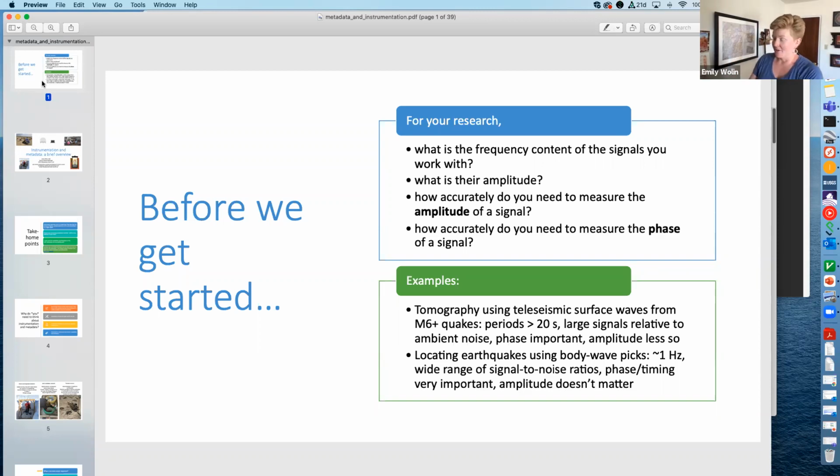You might be locating earthquakes using body waves in kind of the 1 Hertz range for teleseisms, with a big range of signal to noise ratios, and you really need to have good timing on that data. So there's a very wide variety of the types of signals we record, and of what you need to know about the instrument, and indeed the instrument itself, that are used in these studies.